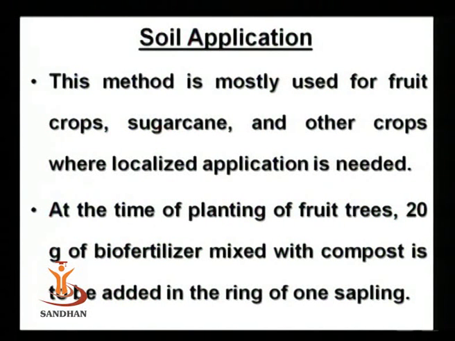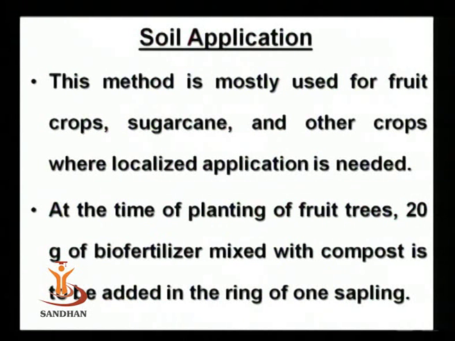Next method is soil application. Now sometimes we are not going to use seed treatment or root and seedling treatment. Instead of that we are adding biofertilizer in the soil. So this method is mostly used for fruit crops, sugarcane and other crops where localized application is needed. At the time of planting of fruit trees, 20 gram of biofertilizer mixed with the compost is to be added in the ring of one sapling, that is rootlets.